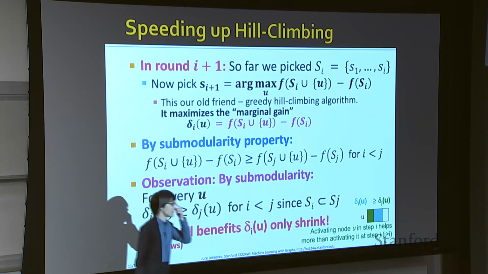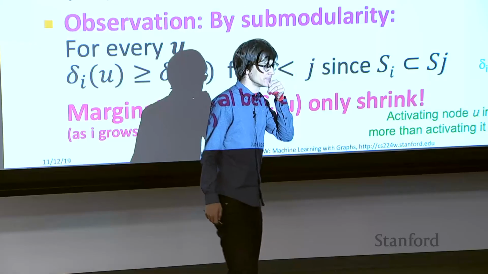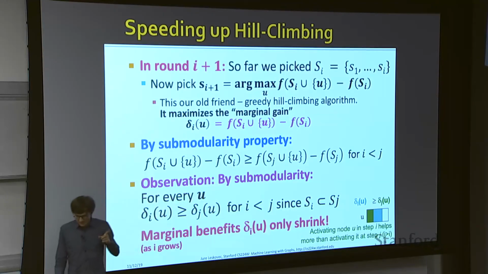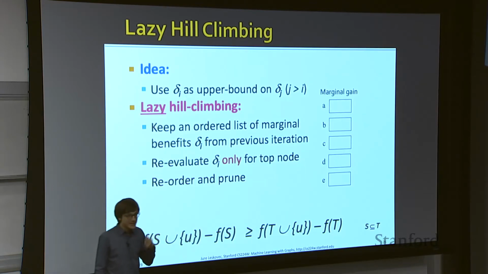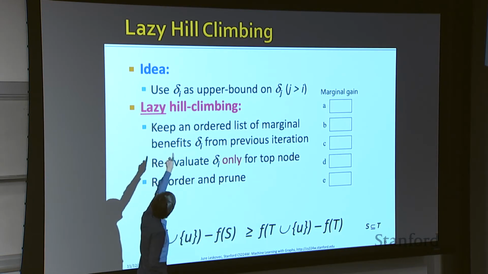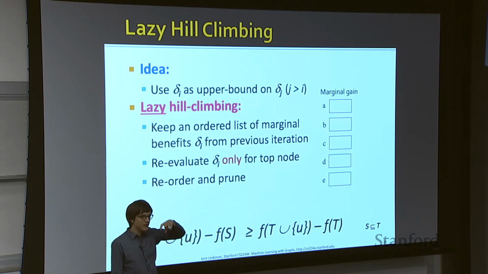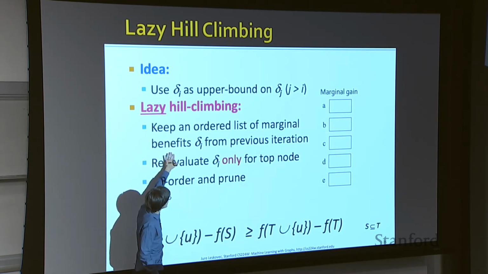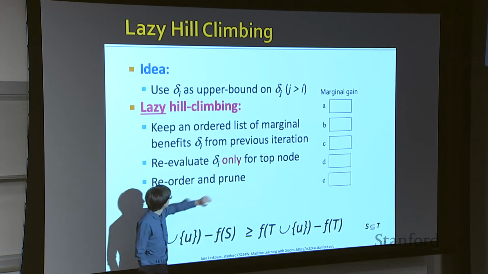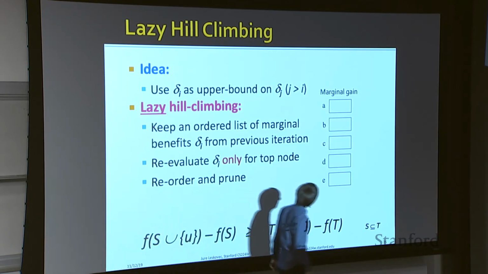Yes? So we can skip any ones that are worse than the best one in the round so far. Exactly. That's the insight. This is now called lazy hill climbing. The idea is that this delta i will be the upper bound on the maximum possible benefit of a given node. So we will keep an ordered list of marginal benefits from the previous iteration, and only reevaluate the benefit of the node for which we have the highest delta i, and then reorder and prune.